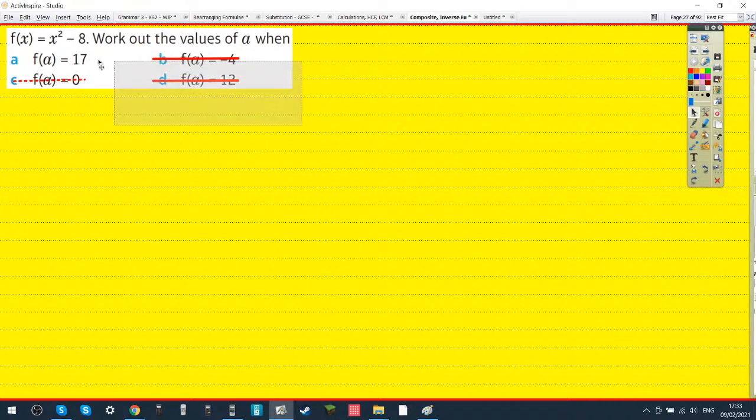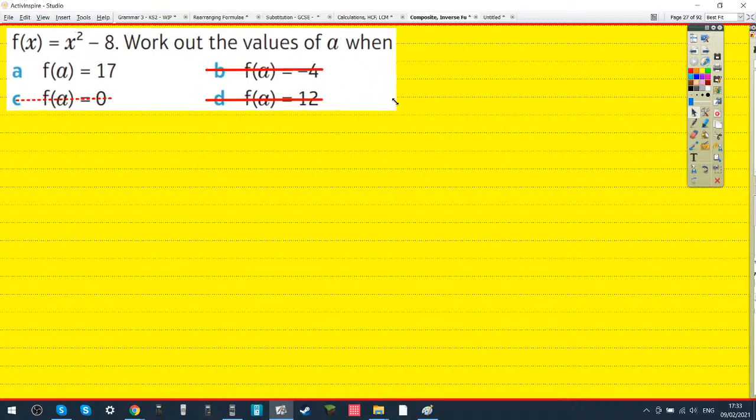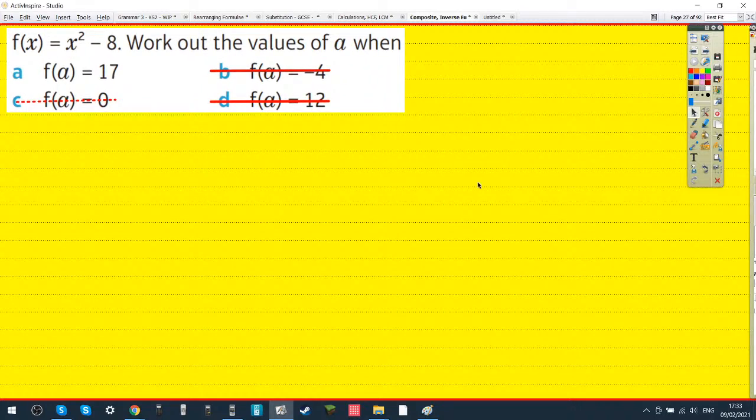Work out the value of A when F equals 17. Okay, so if it has to equal 17, so x is A. So A squared minus A has to equal 17. Yep. So A squared minus 8.